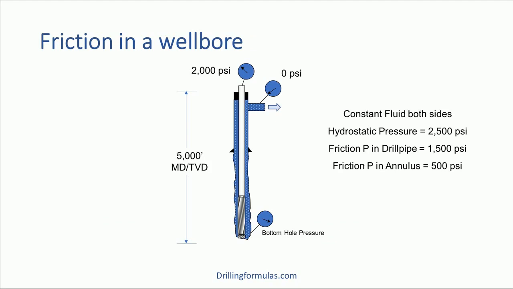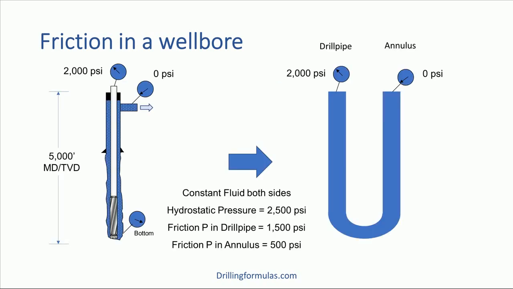Next, we will apply this concept to our well bore. This is a well with a normal forward circulation down the drill string, coming out on surface from the annulus. This is some information. Constant fluid both sides. Hydrostatic pressure equals 2500 psi. Friction pressure in drill pipe equals 1500 psi. Friction pressure in annulus equals 500 psi. We can draw a simple diagram by applying the U-tube concept.